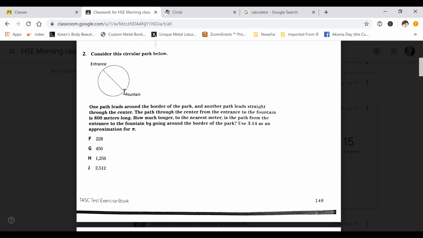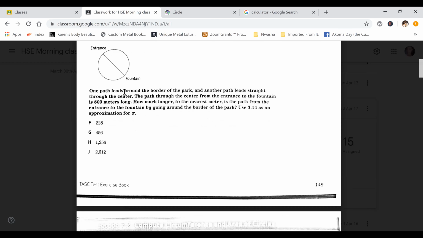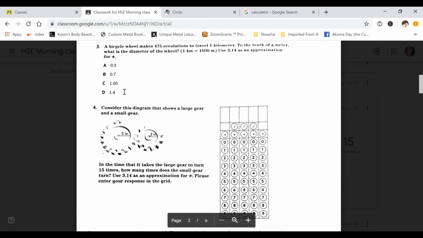And with Elise, working out what the words mean is really important also. So those are the first 2. Let's take a look at number 3. A bicycle wheel makes 475 revolutions to travel 1 kilometer. To the 10th of a meter, what is the diameter of the wheel?